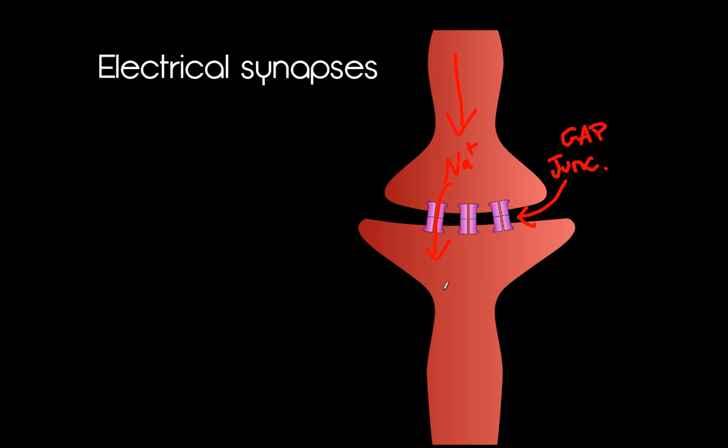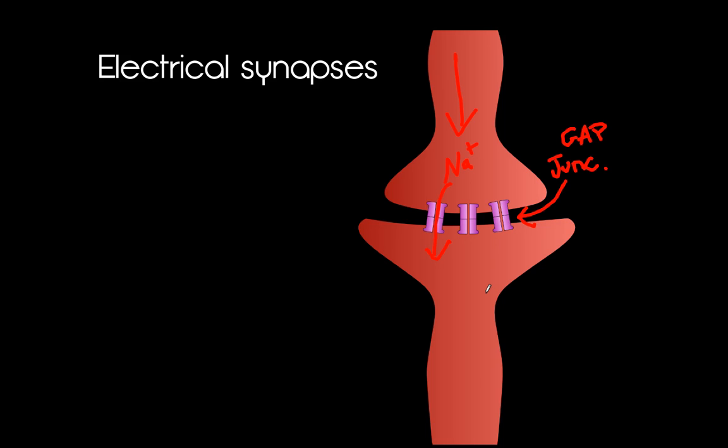Now, this has a couple really big advantages for cells that use these. First off, whatever potential you have up here in the presynaptic neuron is going to be transmitted at essentially full strength to the neuron that's receiving this. So that's one thing that's going to be different about electrical synapses and chemical synapses that we'll learn about a little bit later.